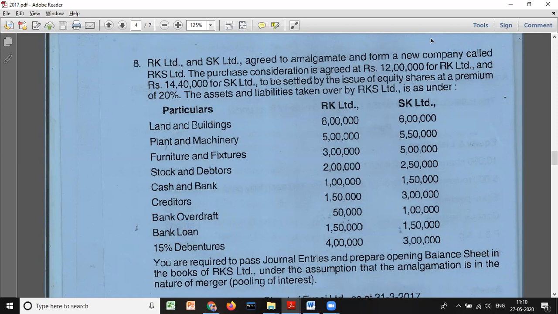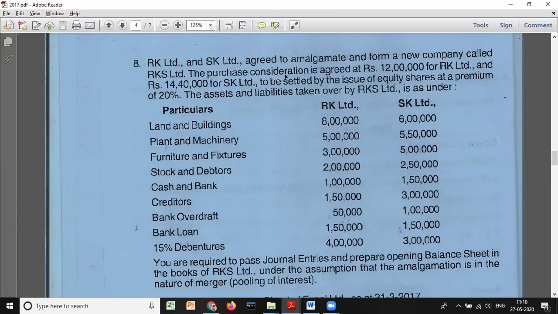Please look at the previous 2016 question paper. There were two companies, Akash and Vikas. Akash Limited acquired Vikas Limited. So there, only the existing company acquired another existing company. Whereas here there are two existing companies, RK and SK, and these two companies will merge. These two companies will be liquidated and form a new company called RKS. This is a different case.